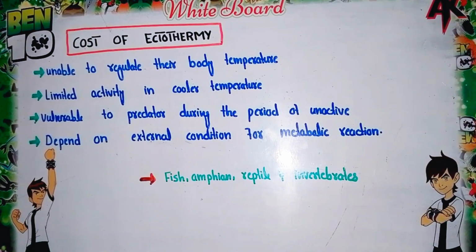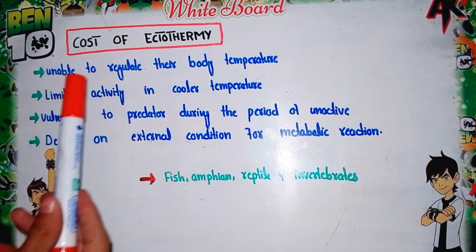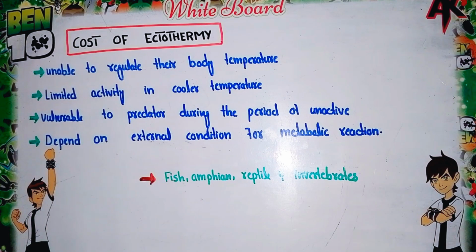Now let us discuss the costs of ectothermy. The first cost is being unable to regulate their body temperature. These organisms depend on the external environment to regulate their body temperature. As the external environment continuously fluctuates, these organisms are unable to maintain a constant body temperature. As the external environment changes, their body temperature also changes according to it. So this is the main cost of ectothermy.